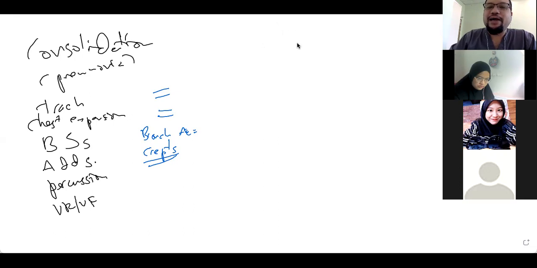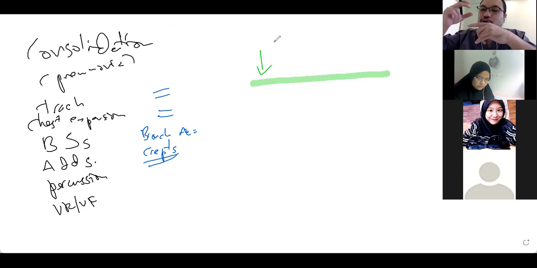Okay, this is how I explain it. If you imagine this is a surface, let me make it a bit thick. If you imagine this as a surface, a piece of paper for example. And then you introduce a vibration. How do you introduce vibration? You introduce it by doing percussion. So you create vibration.